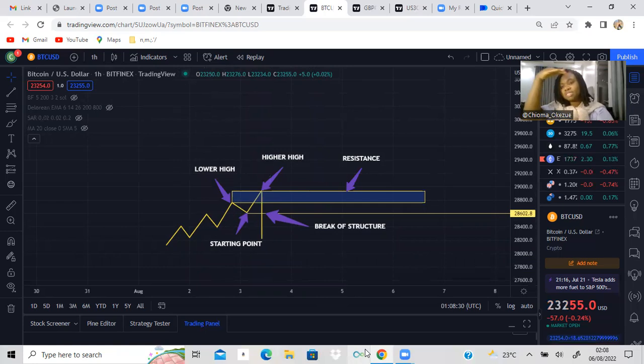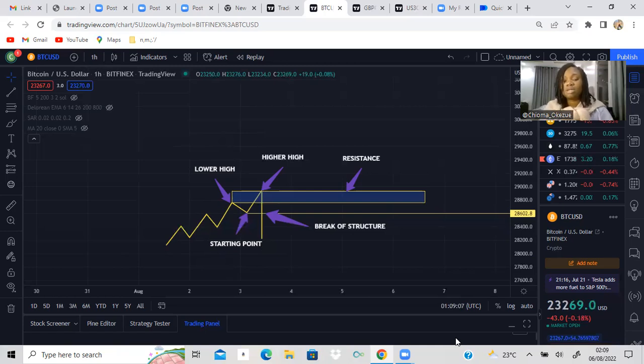So we are looking for a resistance. Now, when we have that, and then the market turns around and breaks the starting point, then I'm alert. A reversal trader is alert. And once I'm alert after this, I just mark out here as my resistance. Is that easy? Lower high, higher high, break of structure. Of course, with the break of structure, there's a starting point, and then you get a resistance.